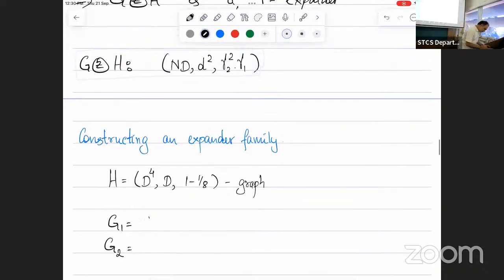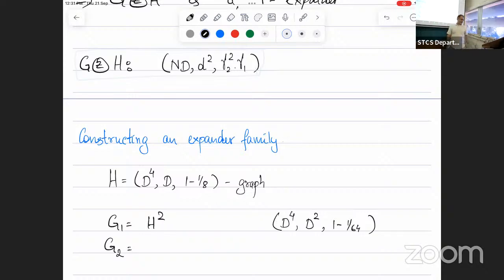So I'm going to define G1 to just be H squared. Just do the powering operation on G. What are the parameters here? This is a graph on, of course, the same number of vertices, which will not change. The degree will become d squared. And now the spectral quantity will be 1 minus 1 by 64, because I'm writing it as 1 minus 1 by 8 to indicate that the eigenvalue was 1 by 8. That got squared, so it would have gone to 1 by 64.